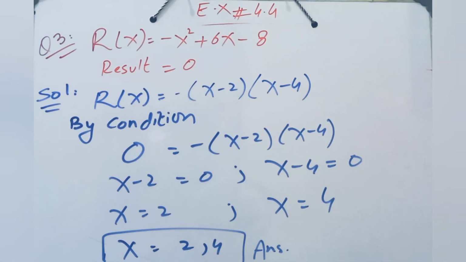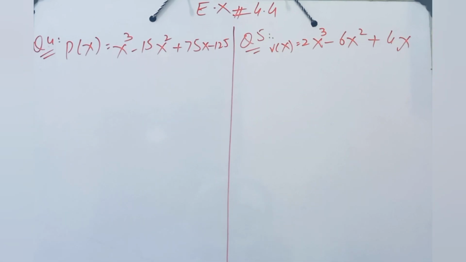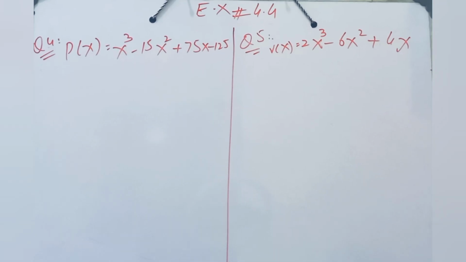Now we solve it. Okay, firstly we solve question number 4. Similarly, it is a real life problem, and the question is a polynomial of this term, and the condition is also given: the result becomes equal to 0. Here, where the profit is 0, when we solve this question, by condition we write P of x is equal to 0.